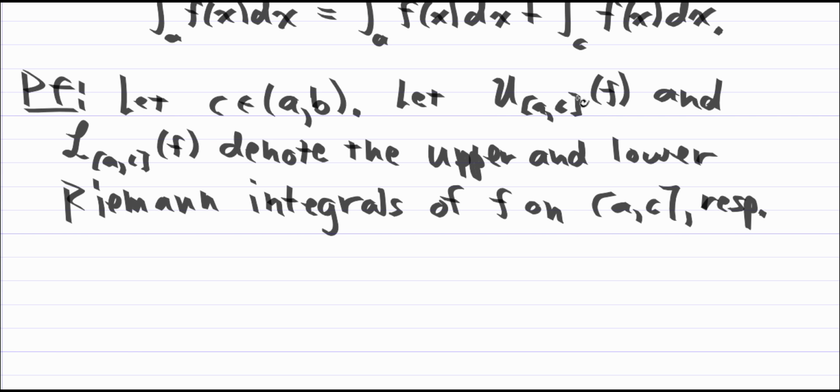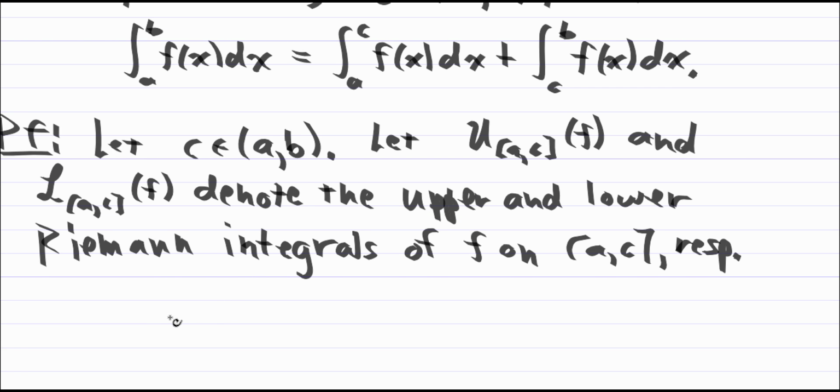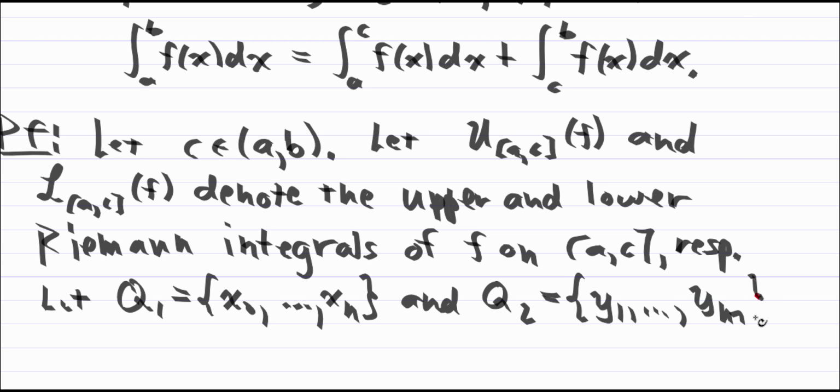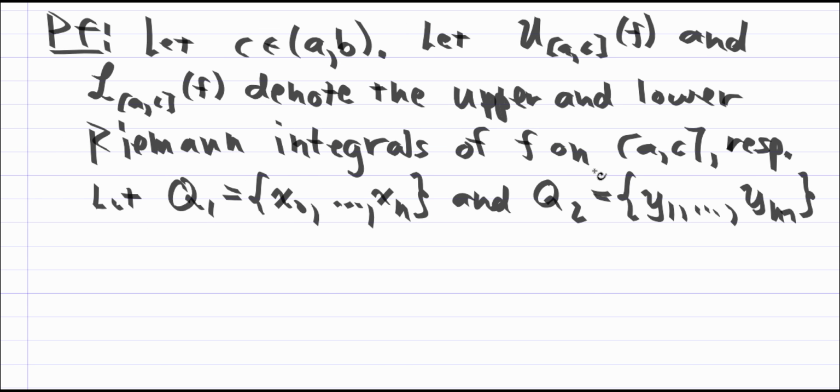And we'll let U(f) simply denote the usual integral from A to B, and L(f) be similar. Now those quantities are equal since I have that this thing is Riemann integrable, and I can employ that theorem. So now let Q1 equal x_0 up to x_n, and Q2 equal y_1 up to y_m, say. We want it to be arbitrary.